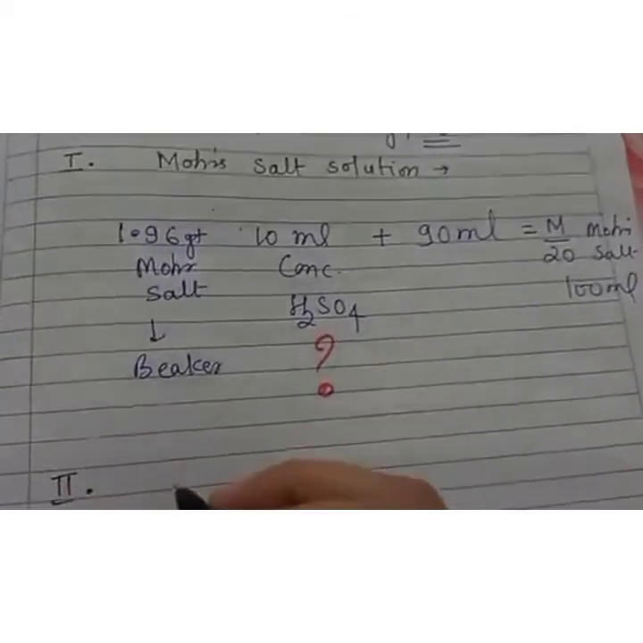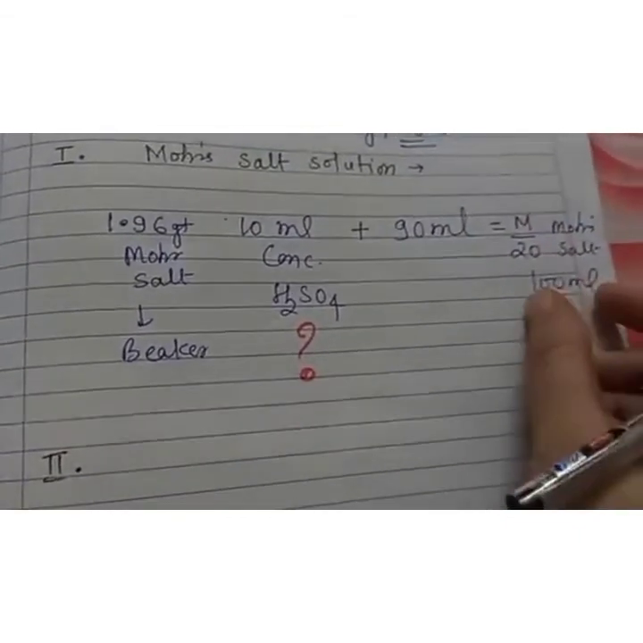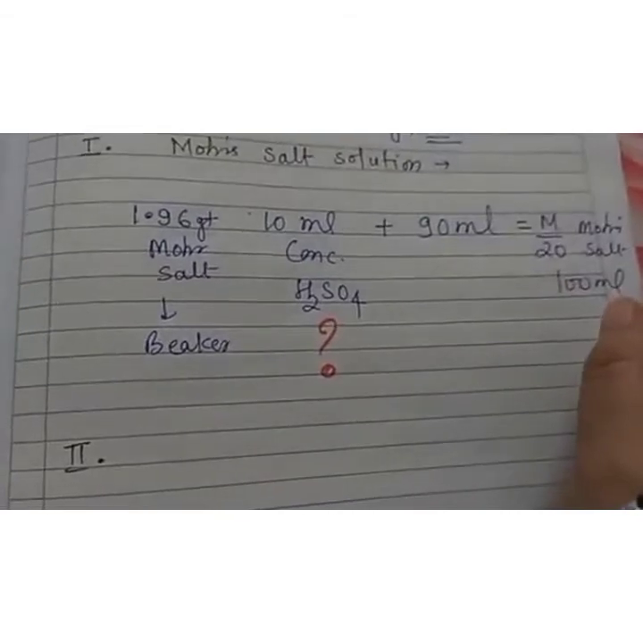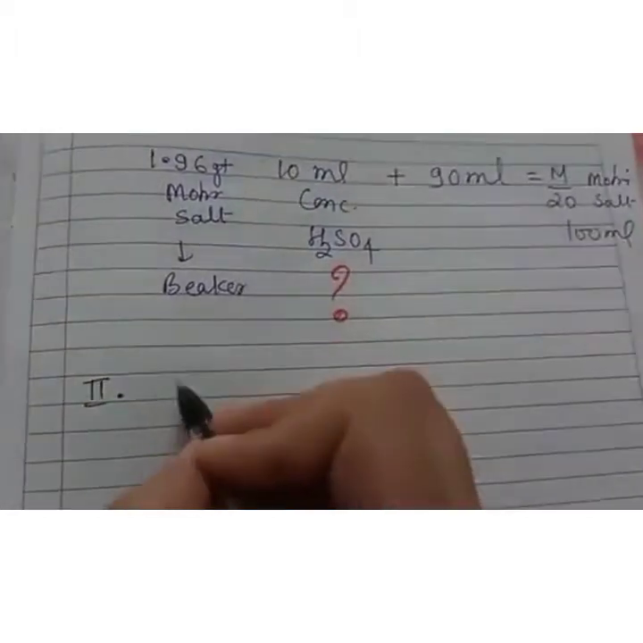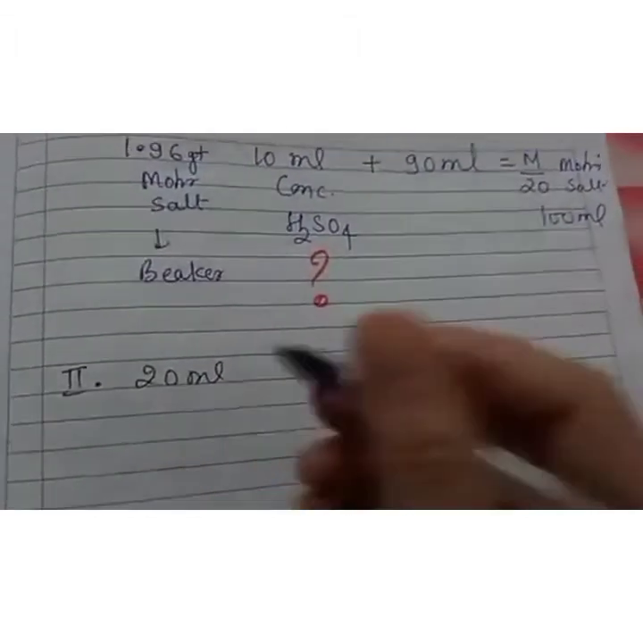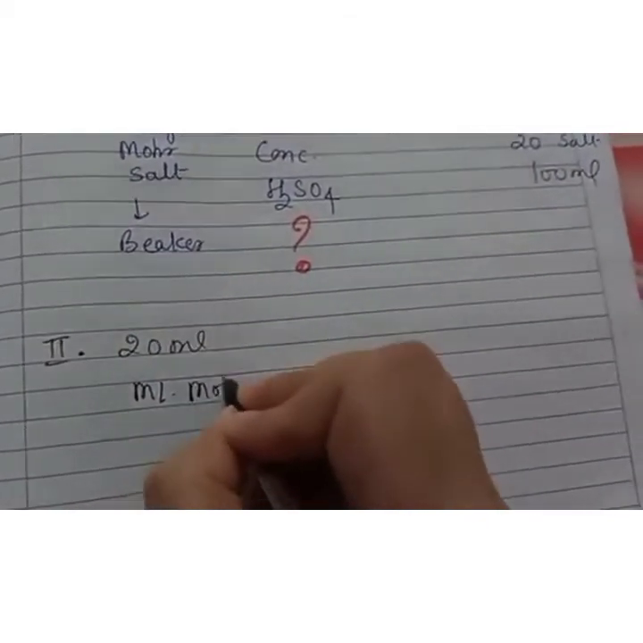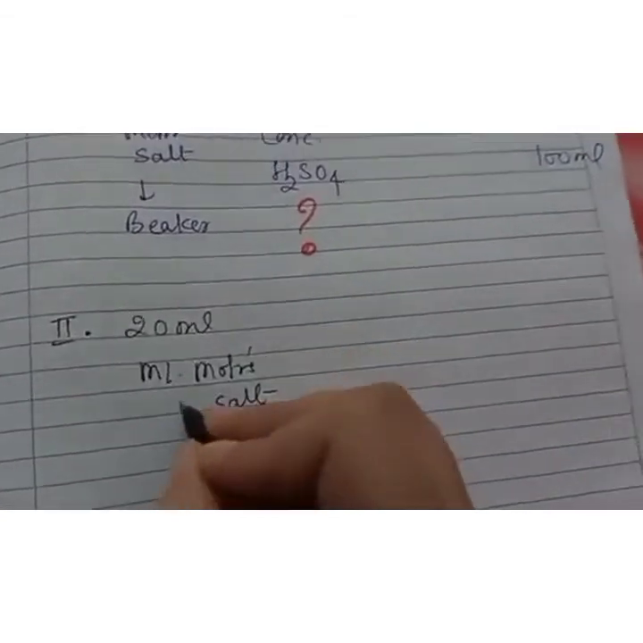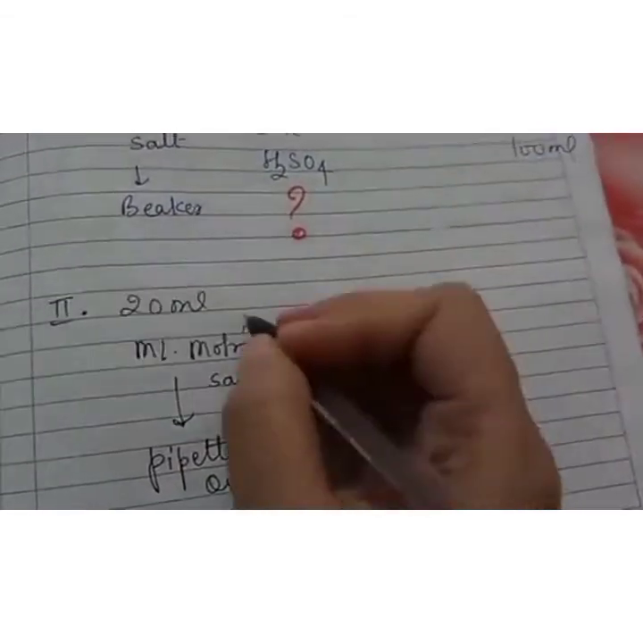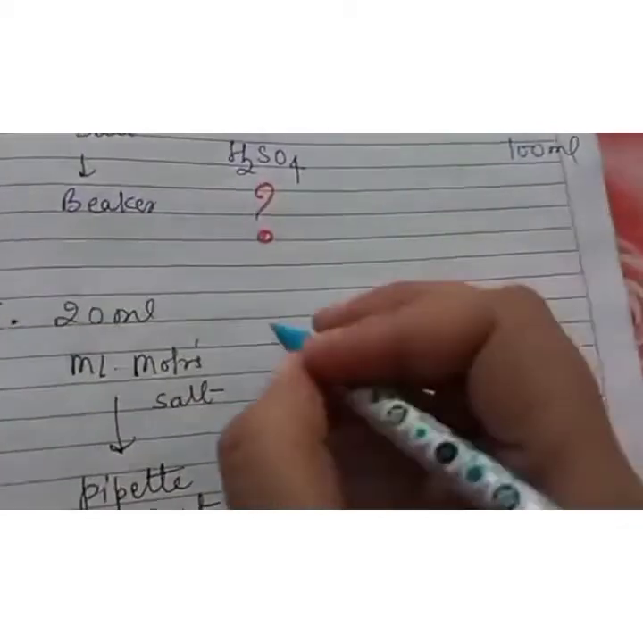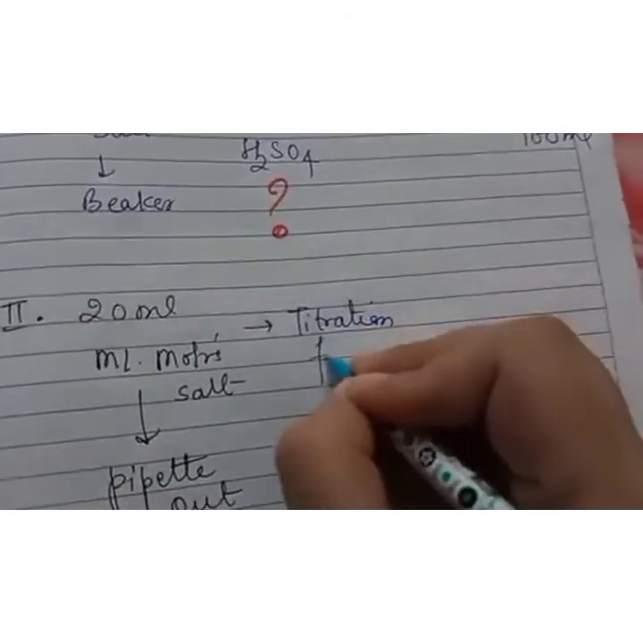Now, as per the next tip, we have already prepared the M/20 standard solution of Mohr's salt. This 100 ml standard solution of Mohr's salt, we will transfer into a beaker, and from that we are going to take 20 ml of Mohr's salt solution using a pipette. That means you will pipette out 20 ml of Mohr's salt solution into the titration flask, that means the conical flask.